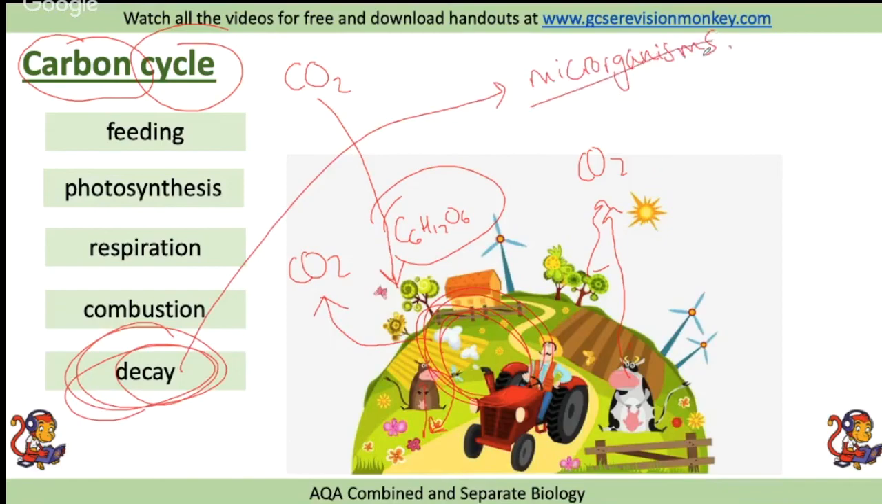Now, microorganisms are involved in this cycle as well, because they also respire. Just because they're really small, don't count them out. They respire and release carbon dioxide. So when the dead plants and the dead animals are decaying in the soil, the microorganisms are contributing because they're respiring when they decay them, and they release CO2.